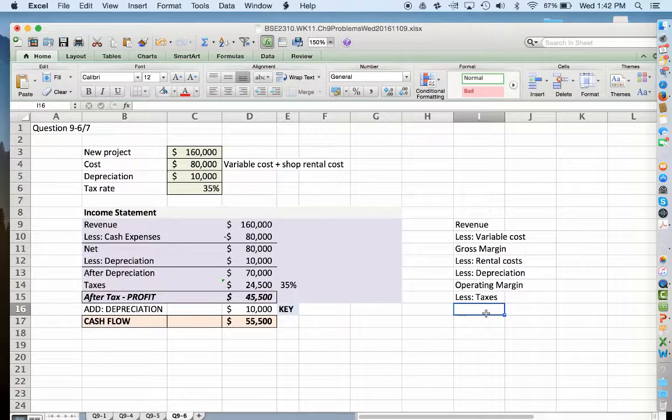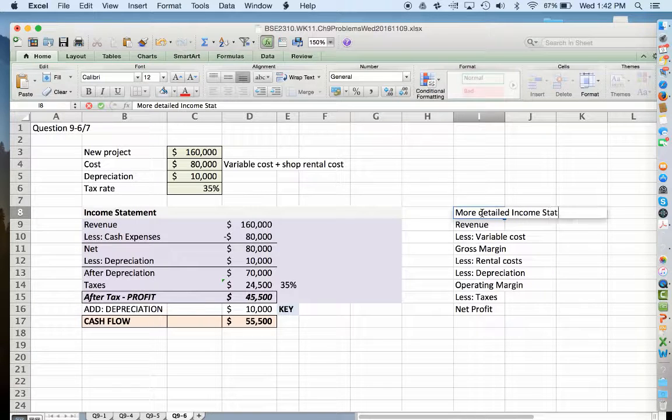Okay. This is a slightly more detailed income statement. Okay. And sometimes you will need to do that. Sometimes you can do a shortcut. Okay. And generally, on exams, if I give you a lot more data, you're going to find that having that more detailed income statement is going to be beneficial. Okay, so that's number 6 and number 7.